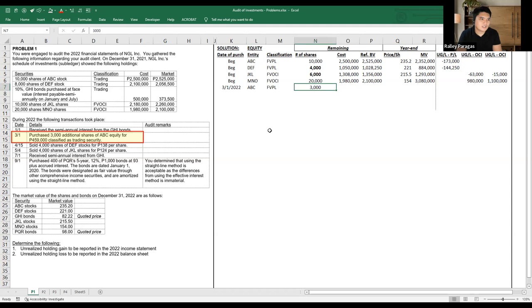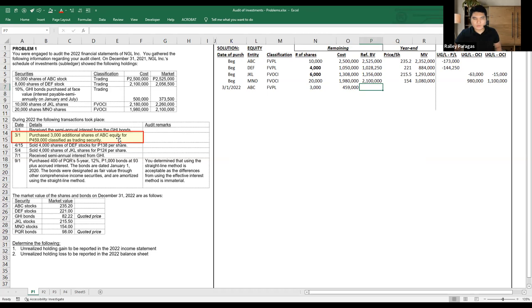And in terms of the cost, what is written there is only the cost, which is the initial measurement, no? 459,000. This is the highlighted one. Okay, in terms of the reference book value, here we distinguish between those which are already present at the beginning versus those which we've only purchased during the year.